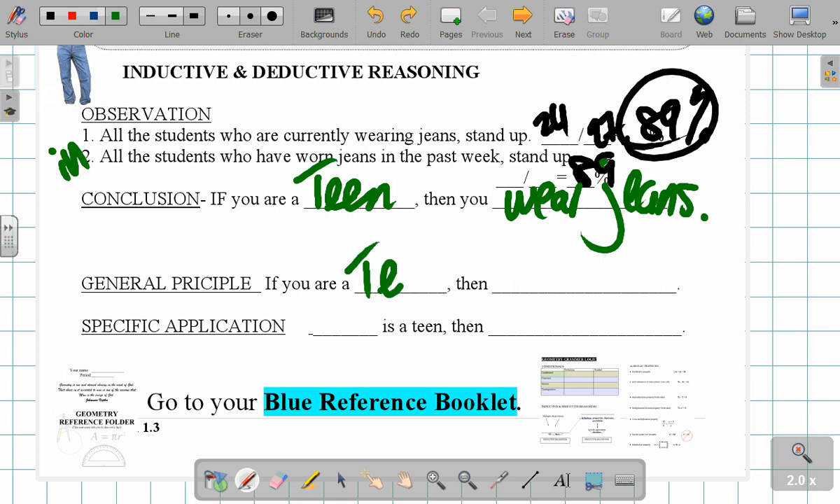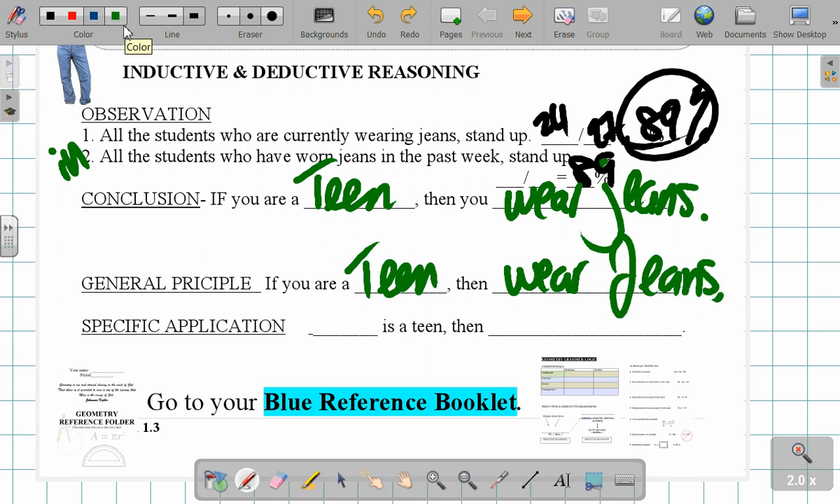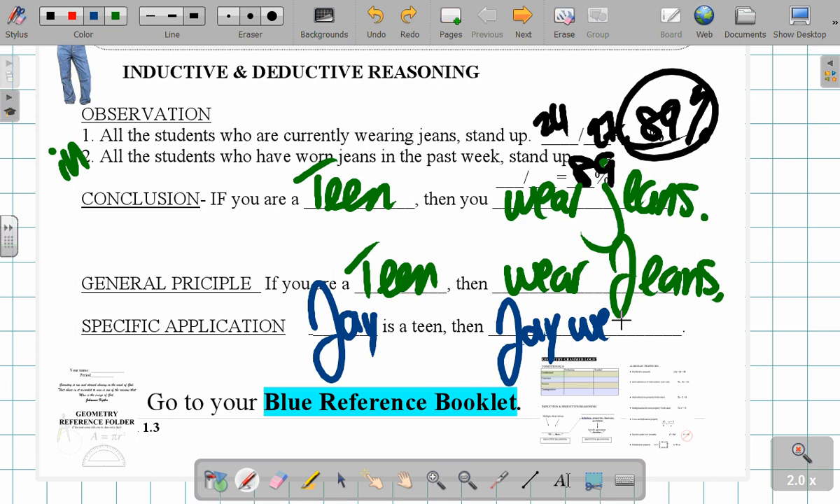So, and you know this, if you're a teen, then you wear jeans. Give me a made-up name. Jay. Okay, well, we'll say if you meet a guy named Jay and you see he's a teenager, you can assume then Jay wears jeans. We're applying it to a specific person. Deductive reasoning. Deductive reasoning. Let me give you a visual.